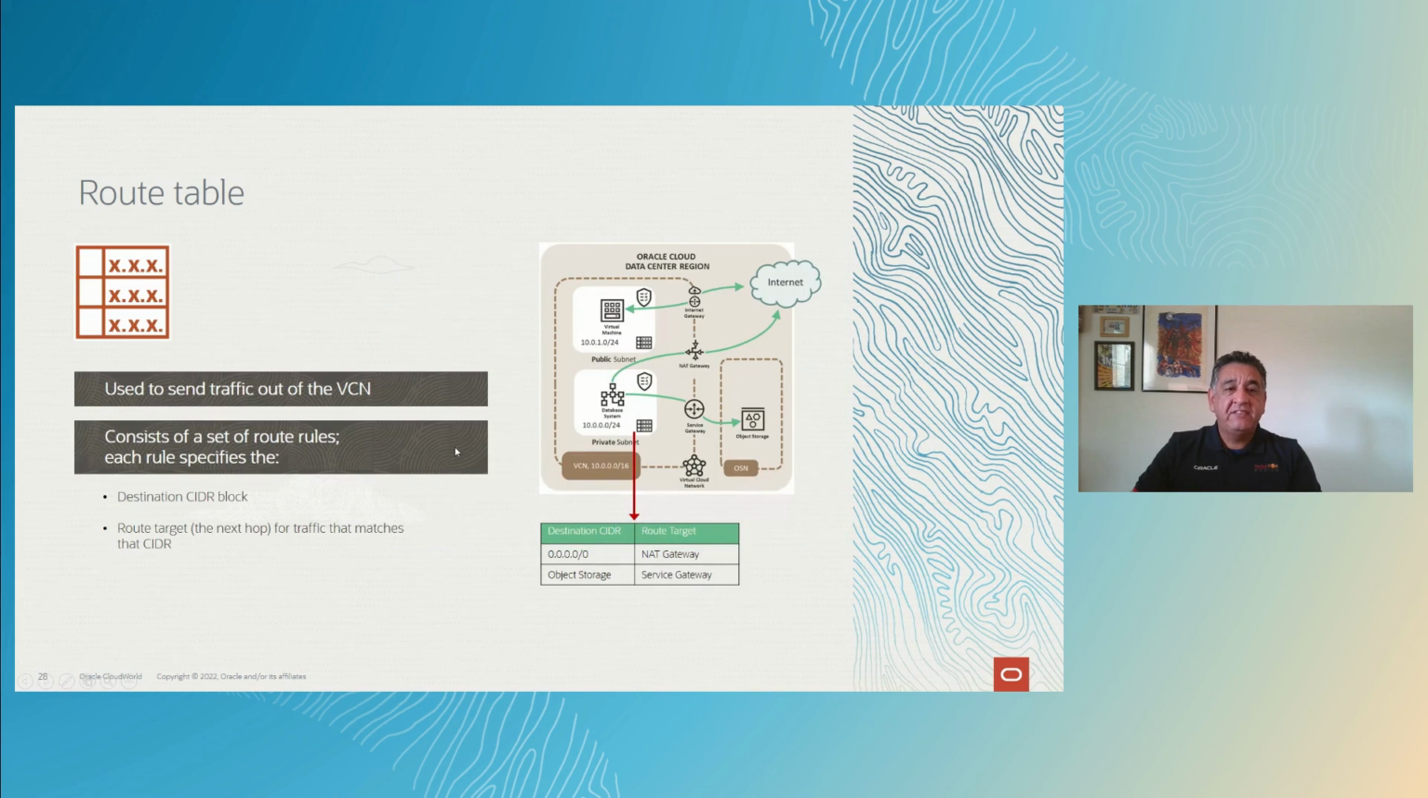So in summary, that's it. We covered the virtual cloud networks. We covered subnets. We covered the security list. We covered the network security groups. We covered the route table and the different gateways. Here we have the internet gateway, the NAT gateway, the service gateway, the local peering gateway, and the dynamic routing gateway.